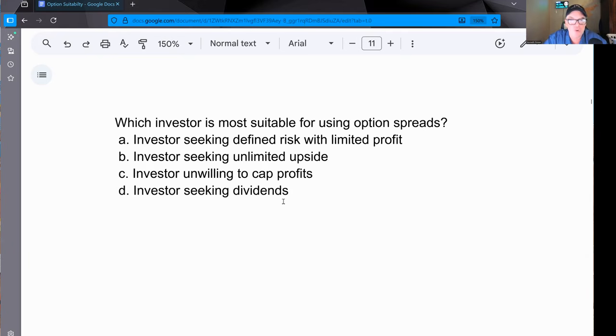Which investor is most suitable for using option spreads? Unlimited upside? No. Unwilling to cap? No. Investor seeking dividends? No. Investor seeking defined risk with a limited profit. Remember, spreads have limited gain, limited loss. So you're really limiting what you can and can't make, but it doesn't cost you a lot. A is the answer.